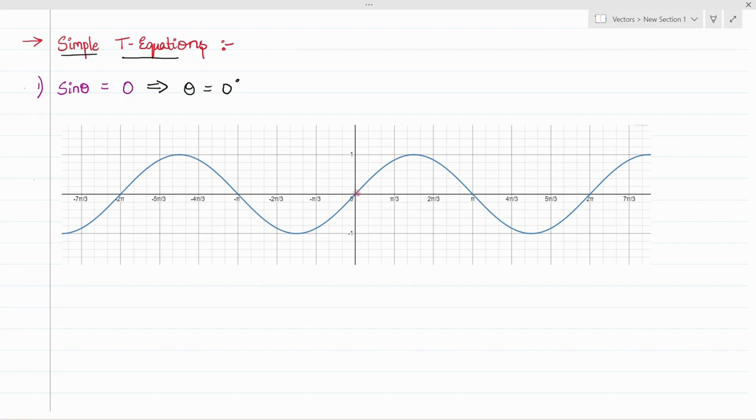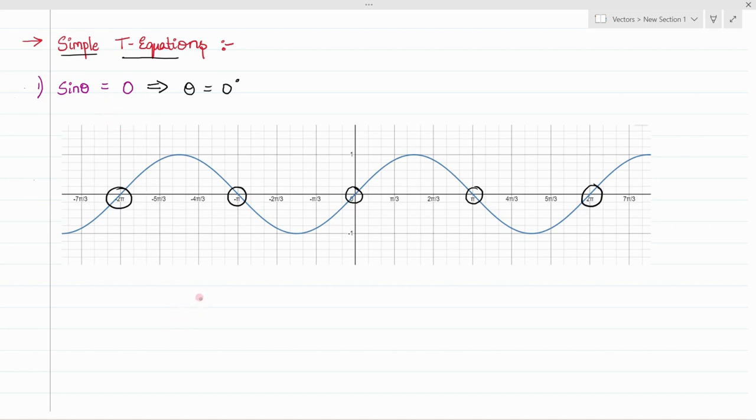In this graph you can see where sine theta is touching the x-axis. Like, for what values of theta are you getting 0 value? For 0 degrees you are getting 0 value. For pi you are getting 0 value. For 2 pi, and so on. And in the negative direction, similarly, you are getting minus pi, minus 2 pi, and it continues. So here we can see there are infinite solutions for sine theta equal to 0.